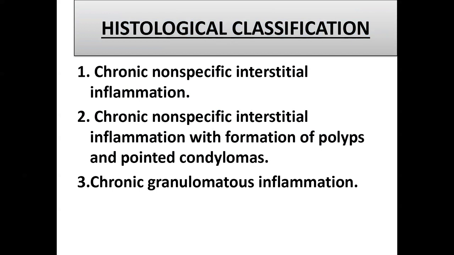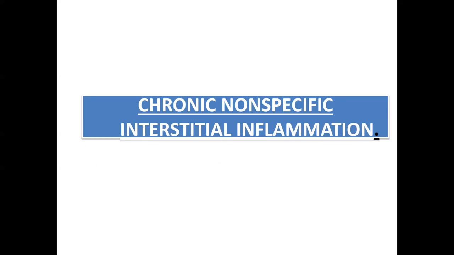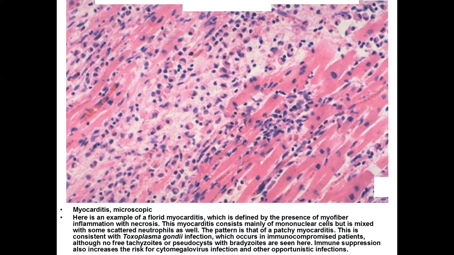We may also classify chronic non-specific inflammation as chronic non-specific interstitial inflammation, then chronic non-specific interstitial inflammation with formation of polyps and pointed condylomas, and also chronic granulomatous inflammation. So let's discuss all kinds of chronic inflammation. Look, here you see an example of non-specific interstitial inflammation.